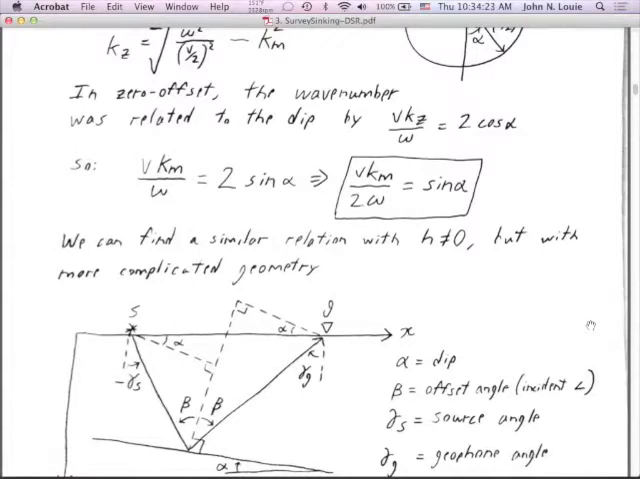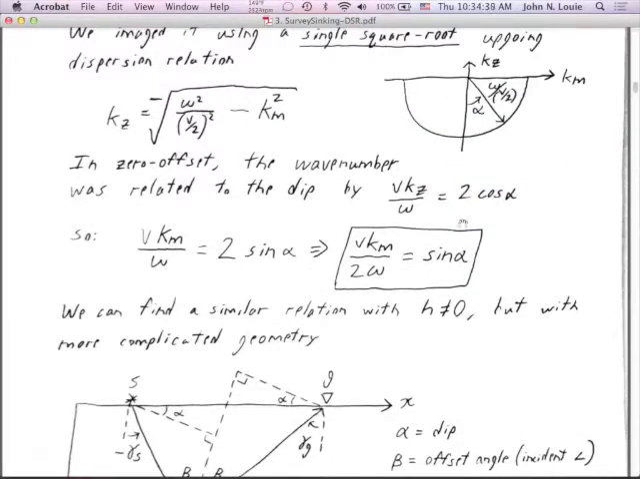So in zero offset, the wave number was related to the dip in this way. We had v kz over omega equal to 2 cosine alpha. That really comes straight out of the dispersion relation. And working it around to make it as simple as possible, we have v km over omega equal to 2 sine alpha. And looking in the other direction, right?